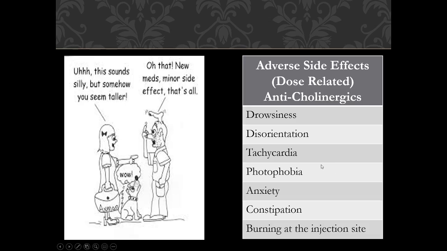Side effects are dose related. So if you're giving too much, it can cause drowsiness, disorientation, tachycardia, photophobia, anxiety, constipation, and burning at the injection site. So you just need to think through these and think that if we're giving too much of an anticholinergic, we're actually causing a sympathetic reaction, and so this is what it's going to cause.